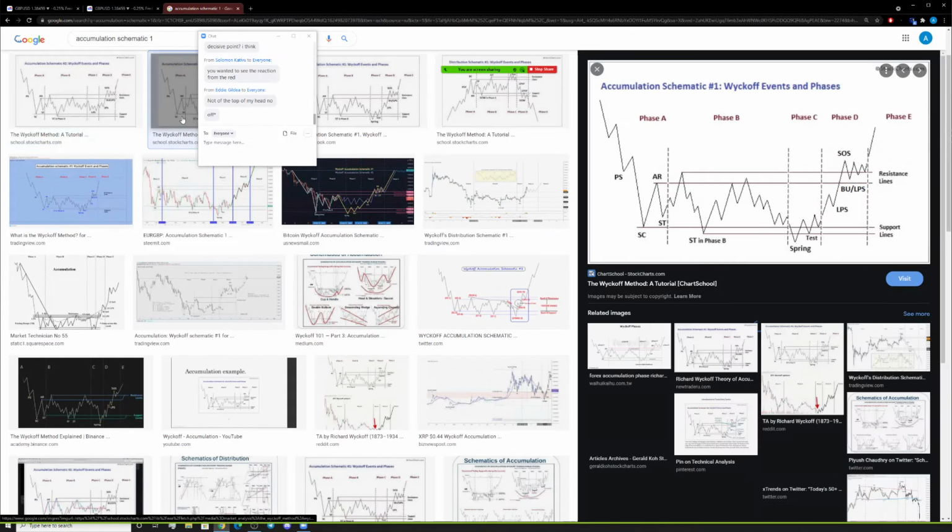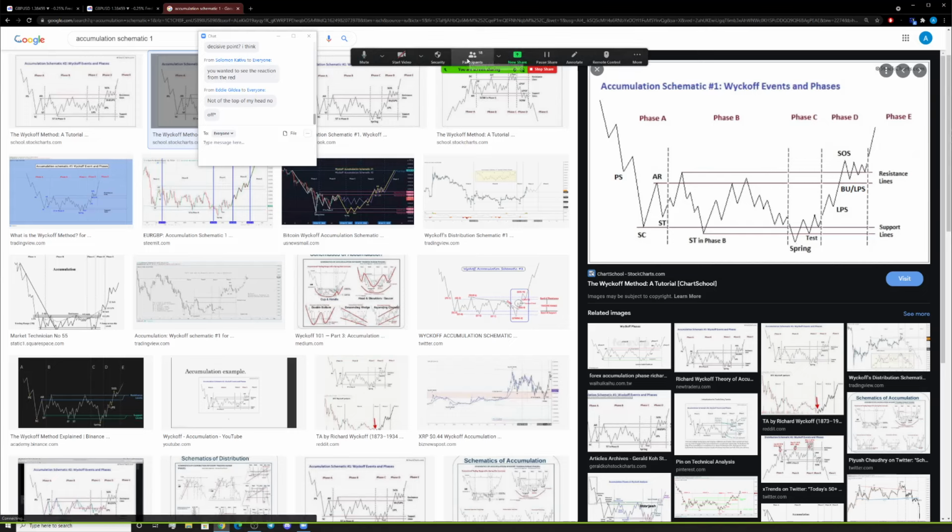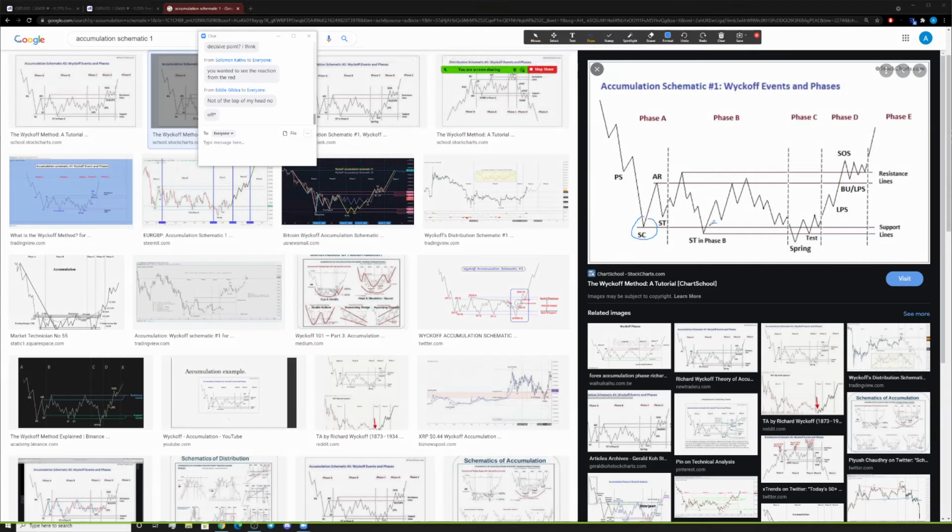Wrong one. There we go. What am I referencing? 1, 2, 3. Optimism. Phase D, phase E. That's what I'm referencing. So if I have an excuse to want to be long, it makes all the sense in the world for me to want to be long. Because it doesn't make sense for this to come down here and then come back up.